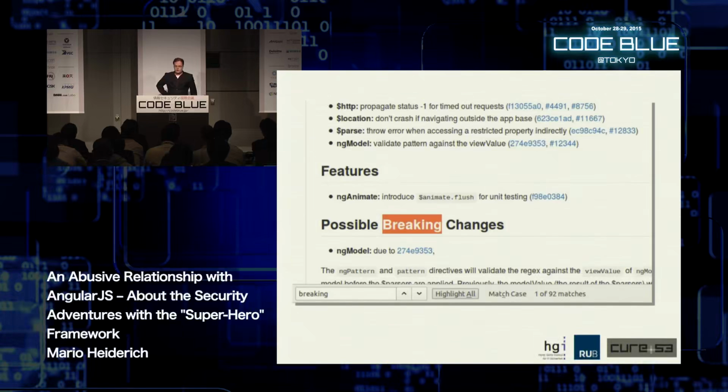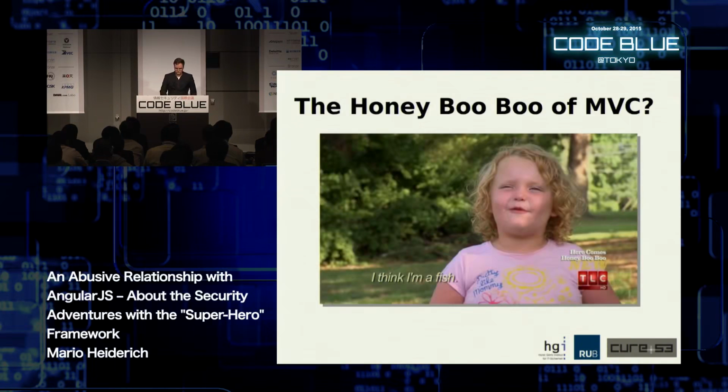Here you can see a screenshot of the documentation of the changelog of AngularJS. You will notice that I'm searching for the term breaking, and I'm finding it once here, and 92 times again on this page. So on this single page that is the changelog, they have 92 breaking changes. That is a lot. So is it really the honey boo-boo of model view controllers? Let's find out, because we want to attack it, right?